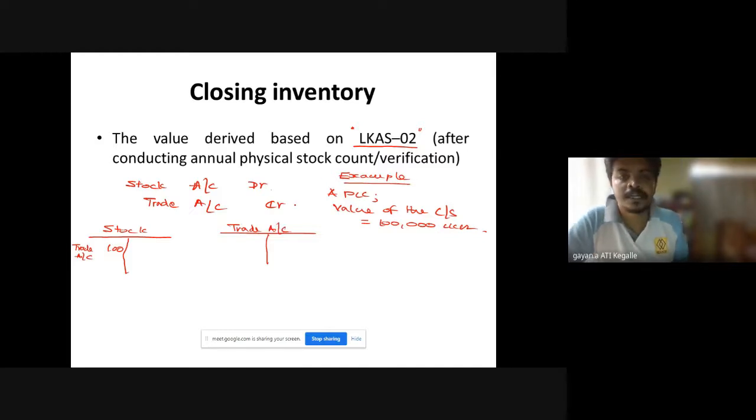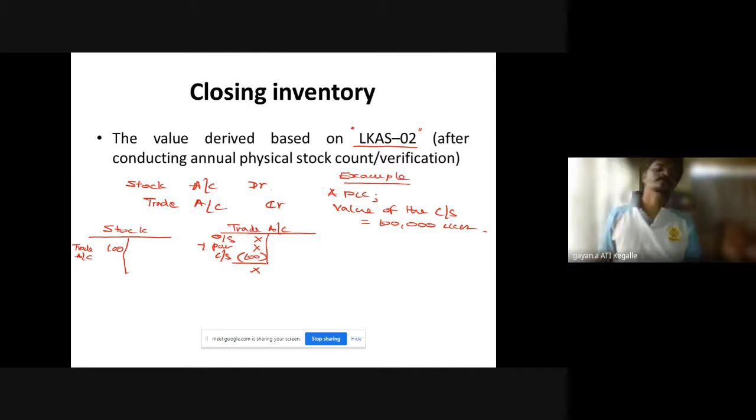Trade account credit, trade account credit. But normally what we are doing is deducting that. We are deducting that closing stock value from the debit side. Then here we can see opening stock and purchases, minus closing stock, answer: cost of goods used. This is what we are normally doing.